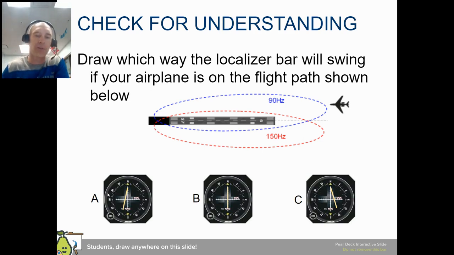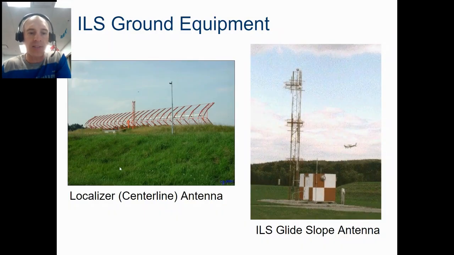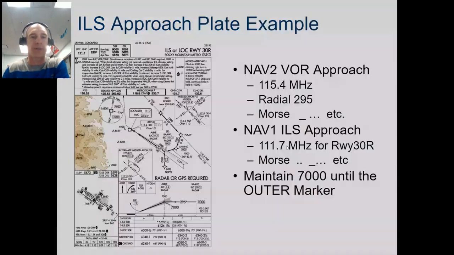And I hope you chose A because you are too far to the right. You need to swing left. All right, this is just a couple images of what some of the antenna would look like, a localizer centerline antenna and then a glide slope antenna.